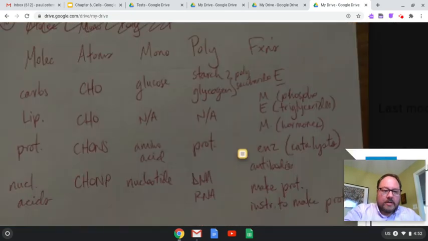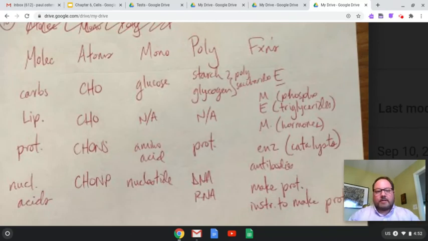Let's see. Speaking of polymers, let's look at the macromolecules. Okay, looking at carbs. Carbs are made of CHO. The monomer that we'll pay attention to is glucose. And the relevant polymers that we'll look at are starch and glycogen. Starch is how plants store extra sugar. Glycogen is how we store extra sugar. And again, when we're thinking of functions of carbs, focus on the energy.